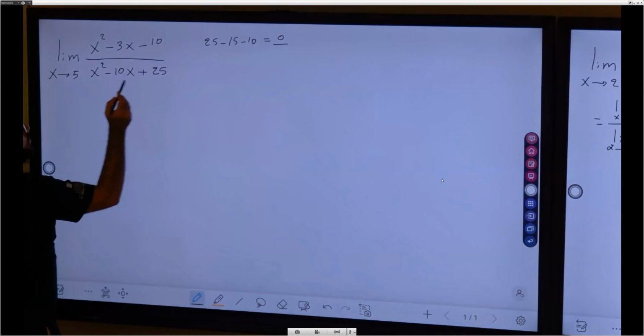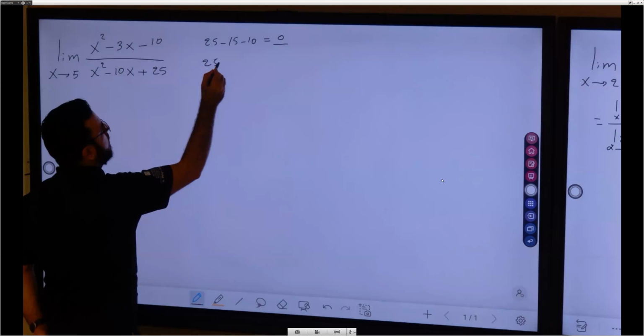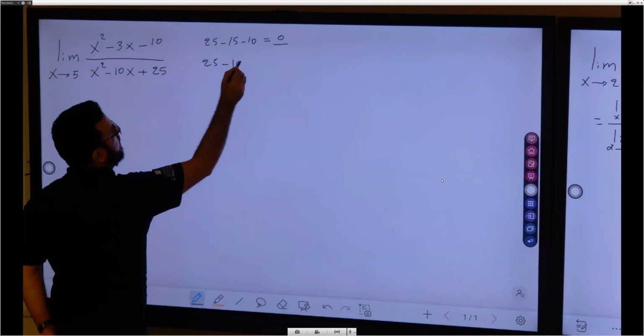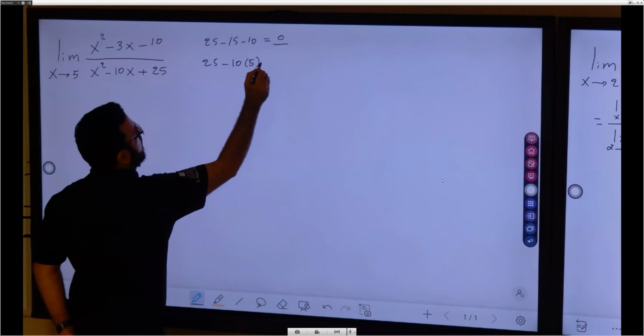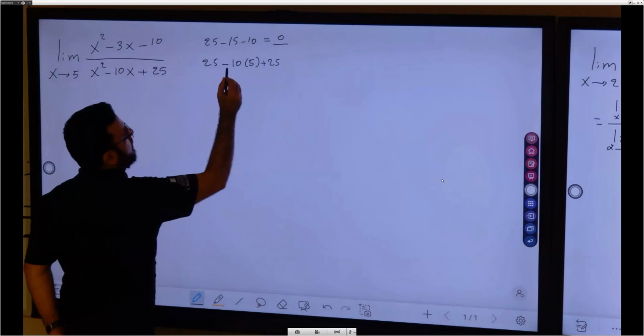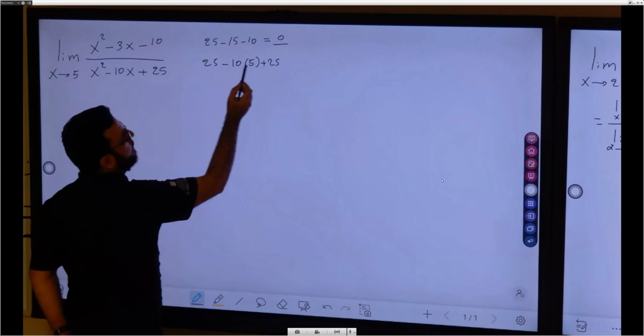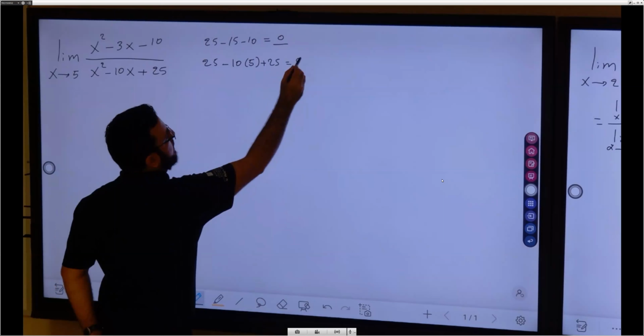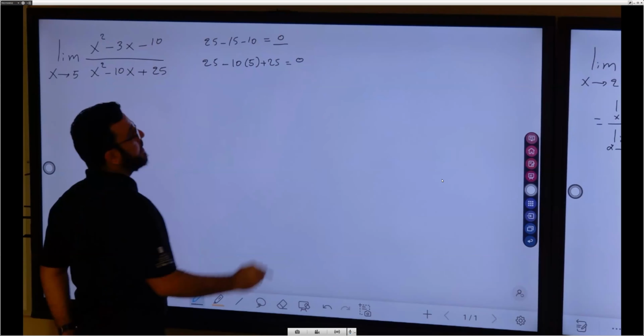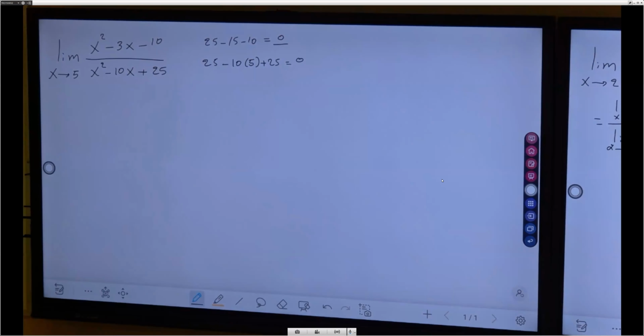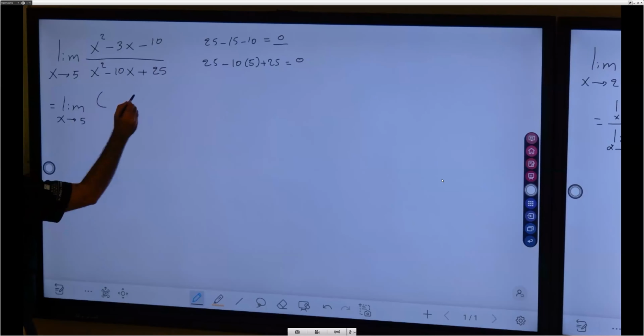Now, 25 here minus 10 times 5 plus the 25. This is 50. 25 plus 25 is 50, so the result is 0. 0 divided by 0, that means you're going to factor and simplify. Okay, let's factor this one. So this one is going to be the same thing, the limit as x approaches 5. Open 2 parentheses.